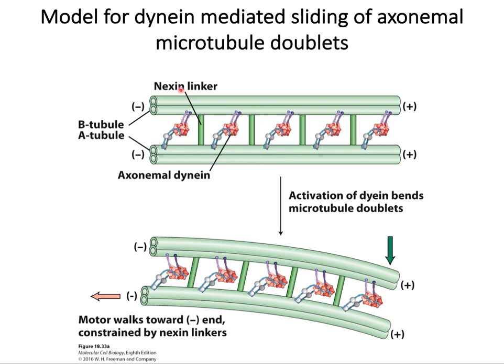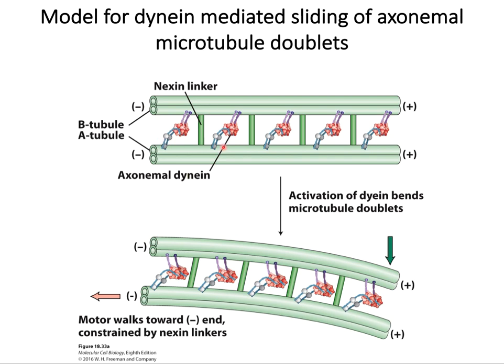Here is the structure of the axoneme, and these small proteins shown in red are the axonal dyneins. You have the A tubule on one doublet and the B tubule on the adjacent doublet. You can see that the head region of the axonal dynein is interacting with the B tubule, and the base region is interacting with the A tubule. So what happens is that this is a minus end directed motor protein. So the head region is going to pick up and try to move towards the minus end of the microtubule.